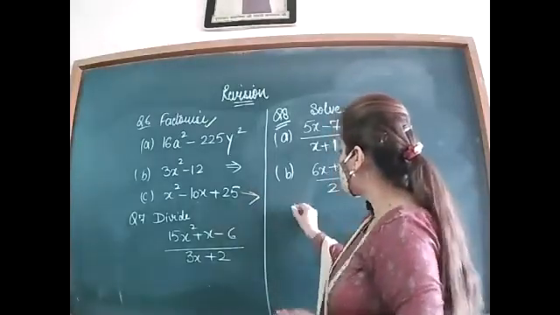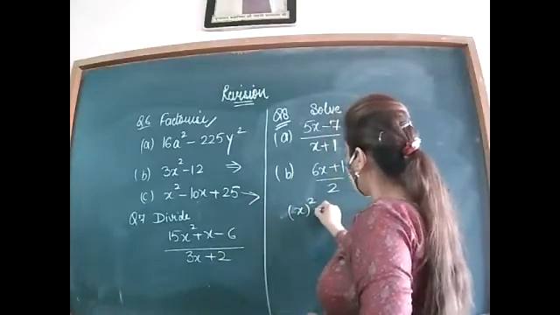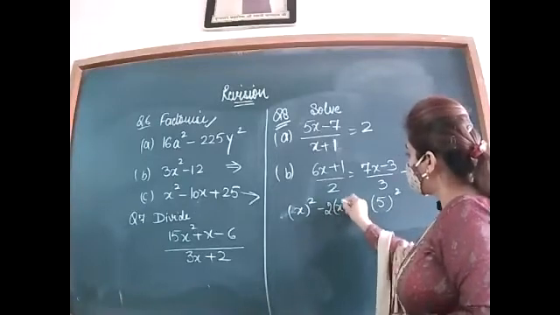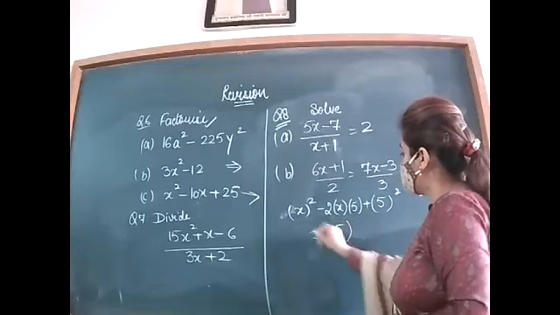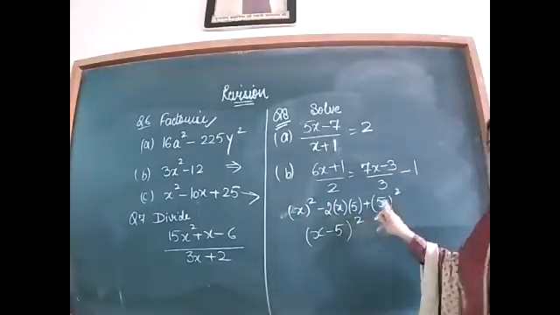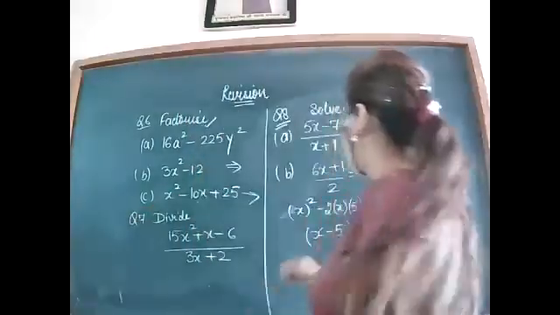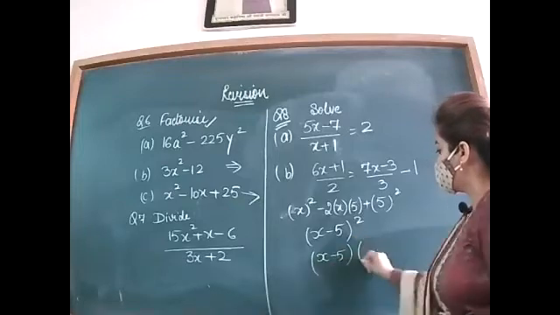Yes, in this, you will apply a square plus b square minus 2a into b. A minus b whole square. This is your a square plus b square minus 2ab, that is equal to a minus b whole square. Write it 2 times, x minus 5, x minus 5.